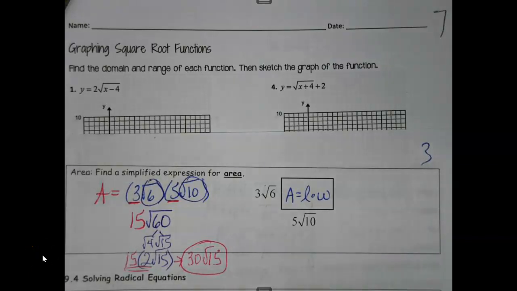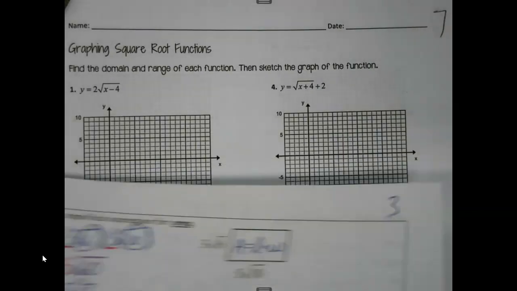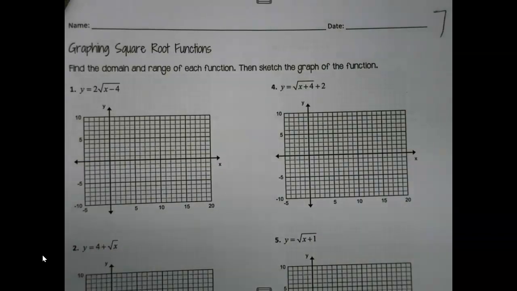So today, officially, we are going to be on page 7 with graphing our square root functions. But we're going to add a couple of directions to this here in a minute. But before we do that, just a reminder of a couple of things.